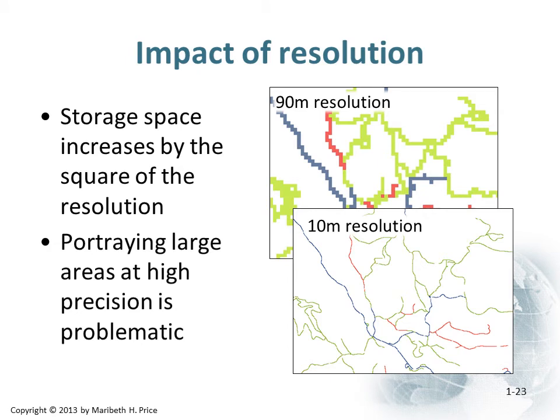How does raster resolution impact things? The same way resolution impacts everything. Smaller resolution means finer detail. Larger resolution means more coarse, rough detail. Storage space increases by the square of the resolution. As you make your resolution smaller, the data sets become significantly larger. So when you have raster data and you want to look at very large areas at very high precision, it becomes a real problem real fast.